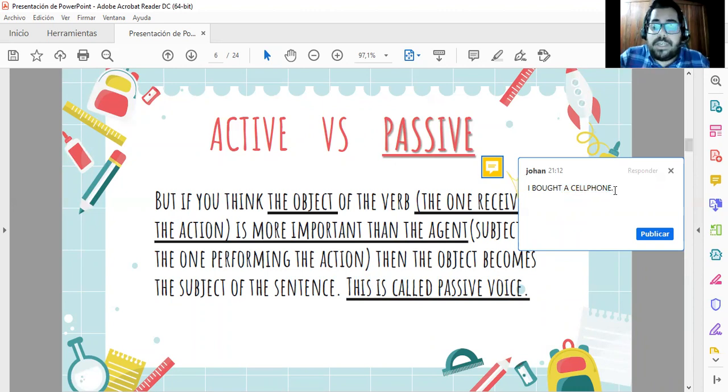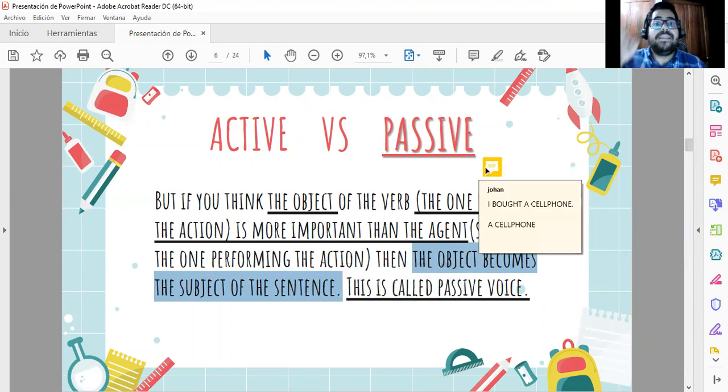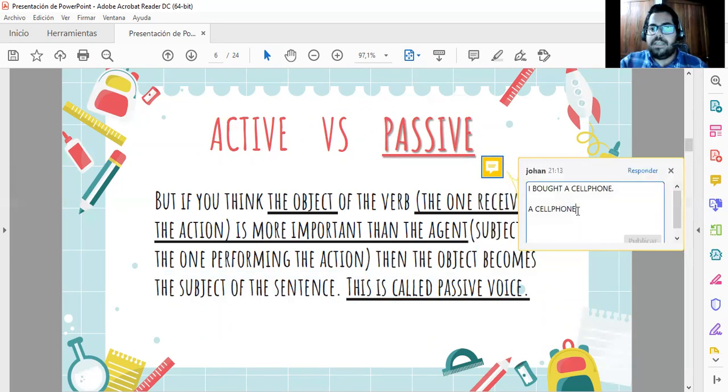What did I buy? Sorry, a cell phone. So yes, a cell phone. Okay, this is the object. So in the passive voice, the object becomes the subject of the sentence. So I put it at the beginning. Take a look: a cell phone was bought by me.